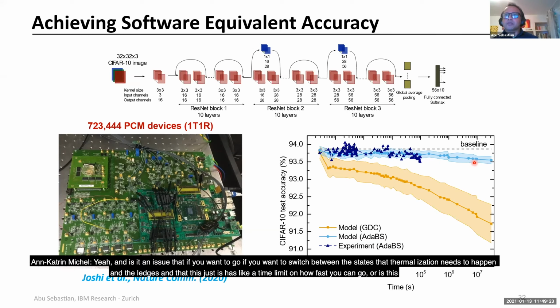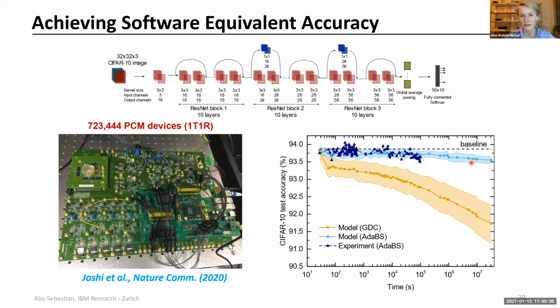Yeah. And is it an issue that if you want to switch between the states, thermalization needs to happen in the lattice, and that this just has a time limit on how fast you can go, or is this irrelevant?